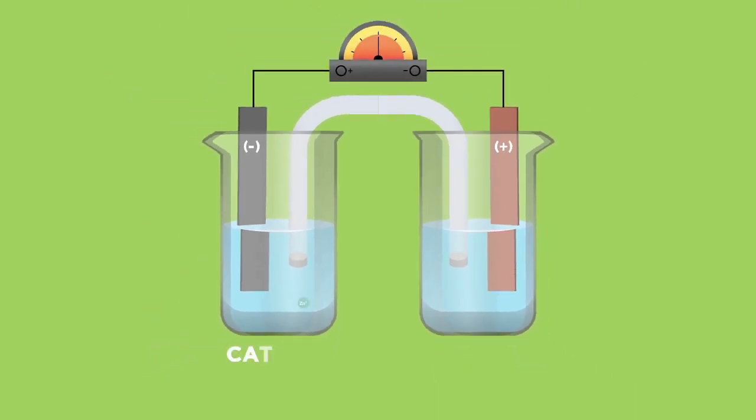Notice how the cations are moving towards the reduction reaction. We call that side of the cell cathode because of it. Cations moving towards the cathode. The anode, well, that's where the anions are moving towards. Cool, huh?